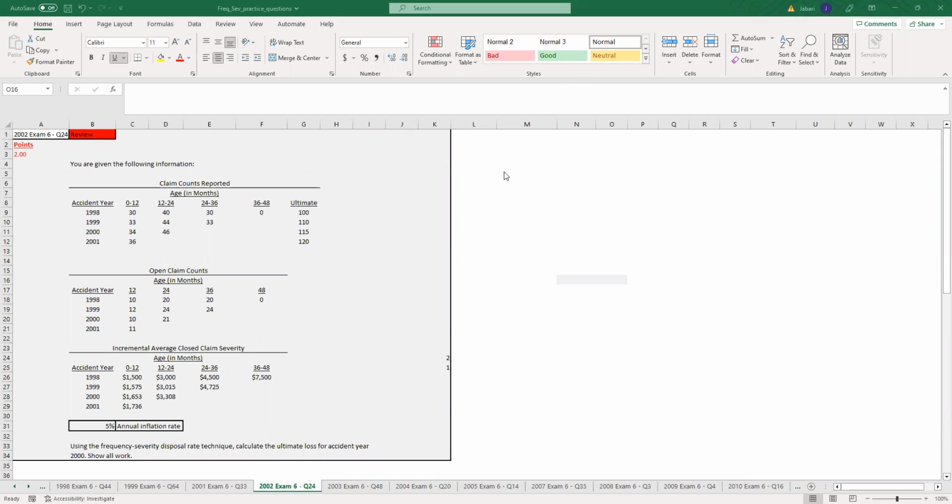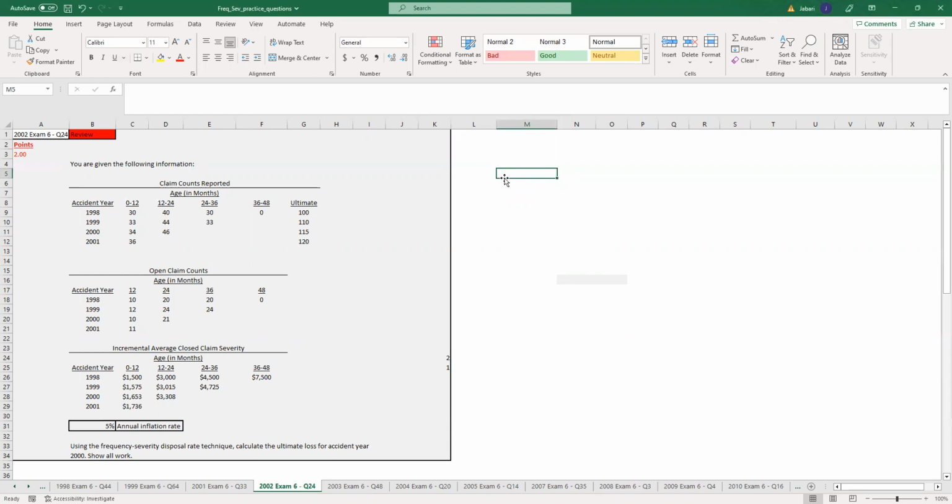So for today, we're looking at 2002 exam 6 question 24. It goes as follows: you're given the claim count recorded, claim count, incremental claim severity, and a 5% annual inflation rate. It asks us, using the frequency severity disposal rate technique, calculate the ultimate loss for accident year 2000, show all work. This one's a little more in depth than some of the other observing techniques, although we will look at CAD and BF, which aren't the most involved to begin with.